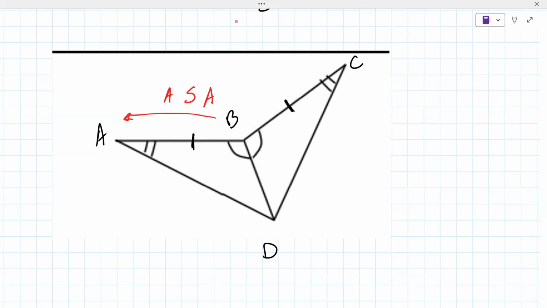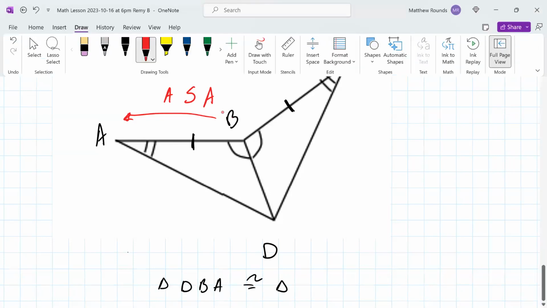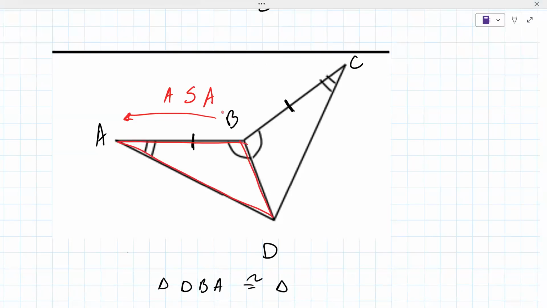Okay. So let's see if we can write the congruence statement. The congruence statement is actually just as important, if not more so. So DBA is congruent to what on the other triangle? Would it just be congruent to DBC then? It's just the same thing.